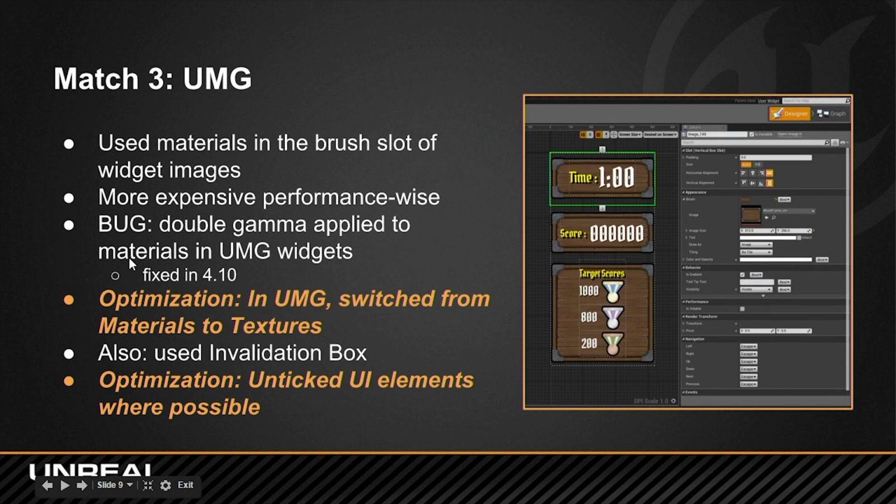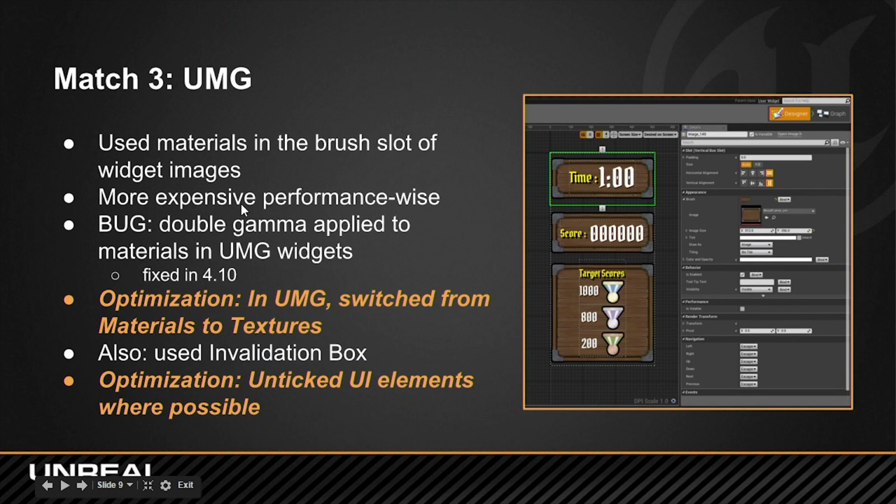Also, it just happens to be that this particular project was originally authored in 4.9, and there was a bug where, when using a material within UMG, the gamma was double applied. So matching colors from different platforms, from PC to mobile, wasn't really working out. Some things were super bright, but that has been fixed in 4.10. So if you've encountered that, that should make your lives a little bit easier.